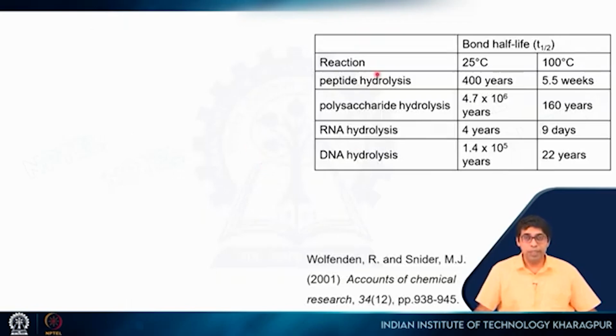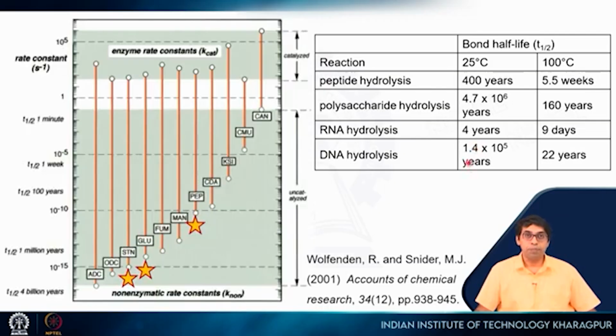So, let us take up these macromolecules. Peptide hydrolysis at room temperature, half-life is 400 years. If we increase the temperature, of course, the reaction will become faster, but still it will be 5.5 weeks. Sugar molecules, polysaccharides, they are very stable. So, 4.7 million years, that is the half-life. RNA, we know that among all these macromolecules, RNA is the least stable. So, its half-life is also less, around 4 years, and DNA hydrolysis takes place in 1,400,000 years, right. So, what happens when there is enzyme?